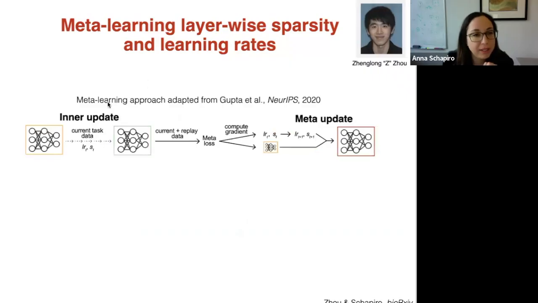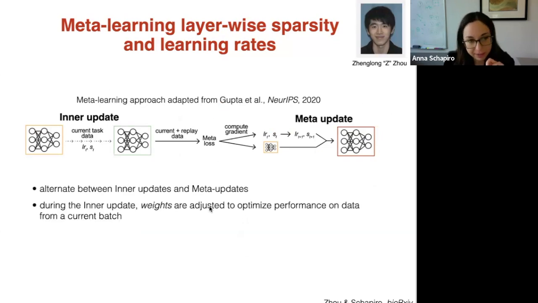So we adopted this meta-learning approach that was described in this Gupta paper to learn different kinds of parameters, but it worked well for us to learn the learning rate and sparsities here. So the way it works is that we alternate between inner updates and meta updates.